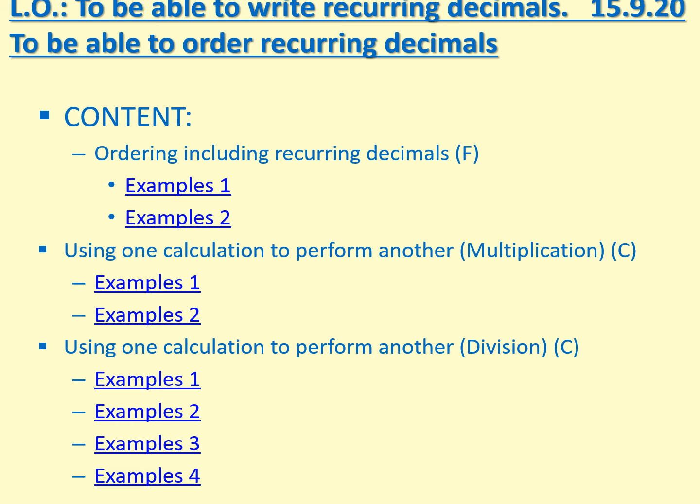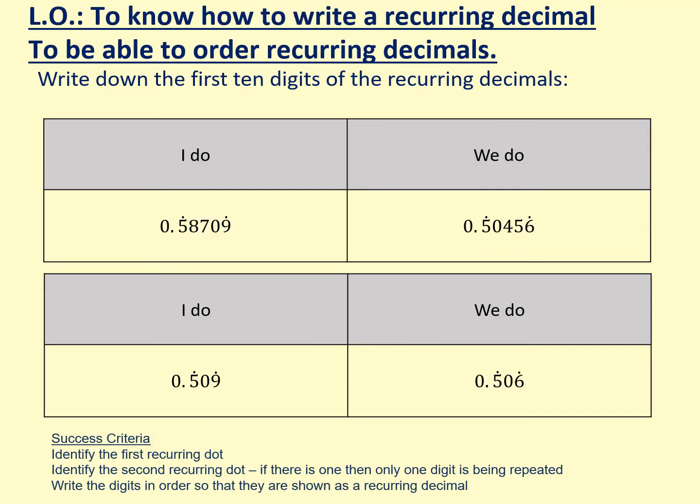Okay, so let's start. We will move on to writing recurring decimals. First we will do the first learning objective, which is to know how to write a recurring decimal. So what is a recurring decimal? Recurring means that something repeats over and over again. So we write recurring decimals in a certain way, so it's quicker and easier.